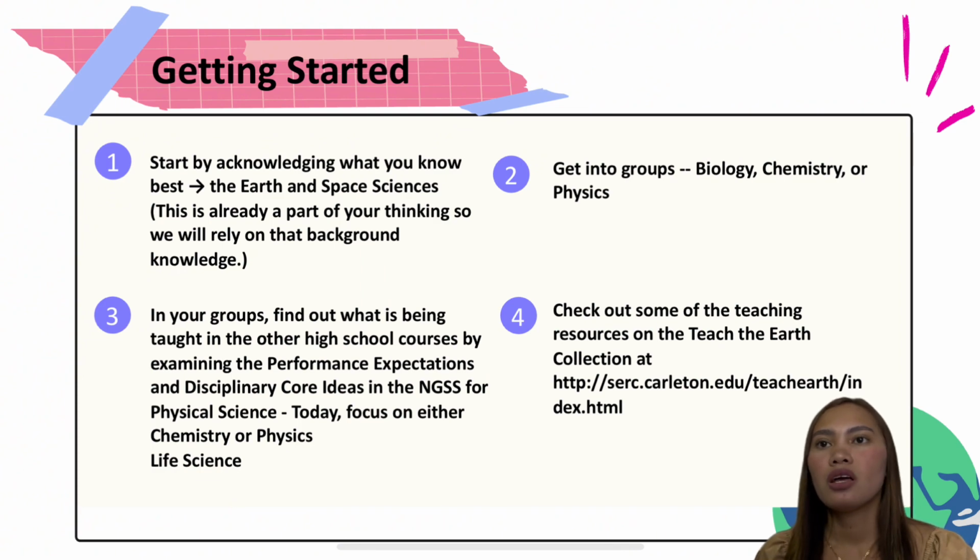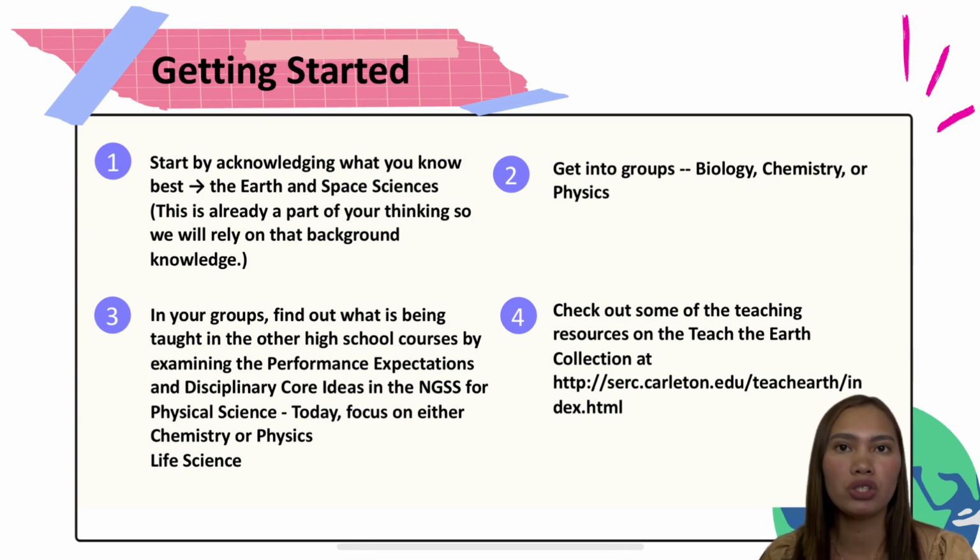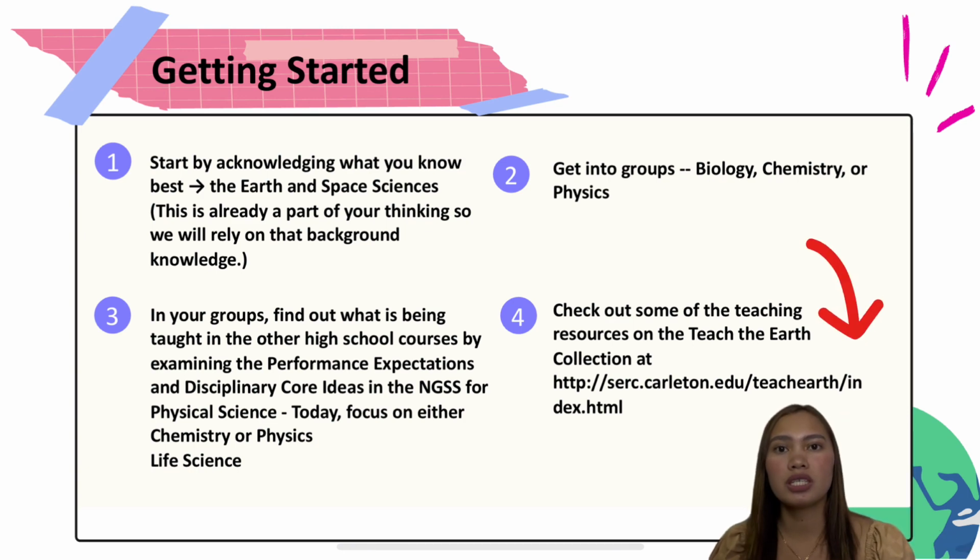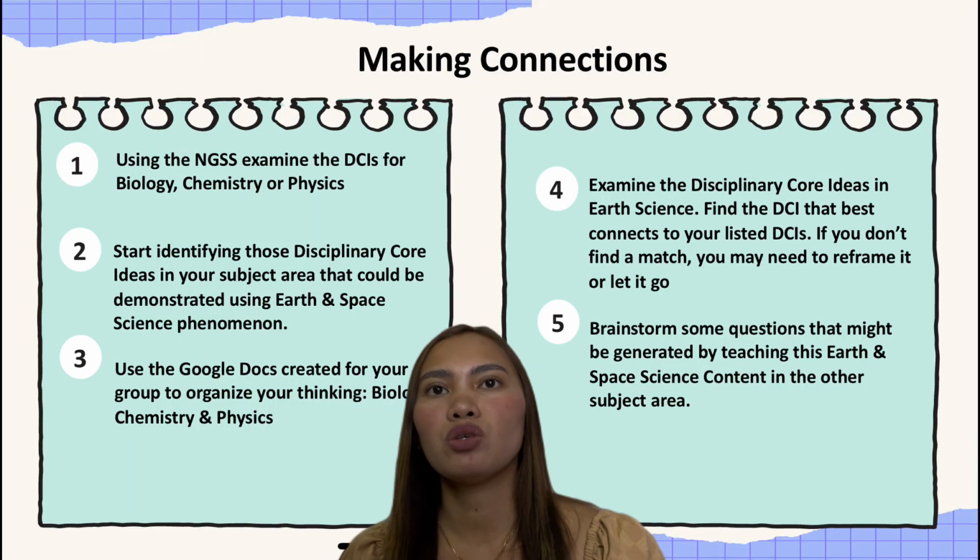Getting started. First, they will start by acknowledging what they know best, the earth and space sciences. This is already a part of your thinking, so we will rely on that background knowledge. Second is get into groups, the biology, chemistry, or physics. Third is in your groups, find out what is being taught in the other science high school courses by examining the performance expectations and disciplinary core ideas in the NGSS for physical science. And they will focus on either chemistry or physics or life science. Next is check out some of the teaching resources on the Teach on Earth collection using this link. After that, they are tasked to make connections.